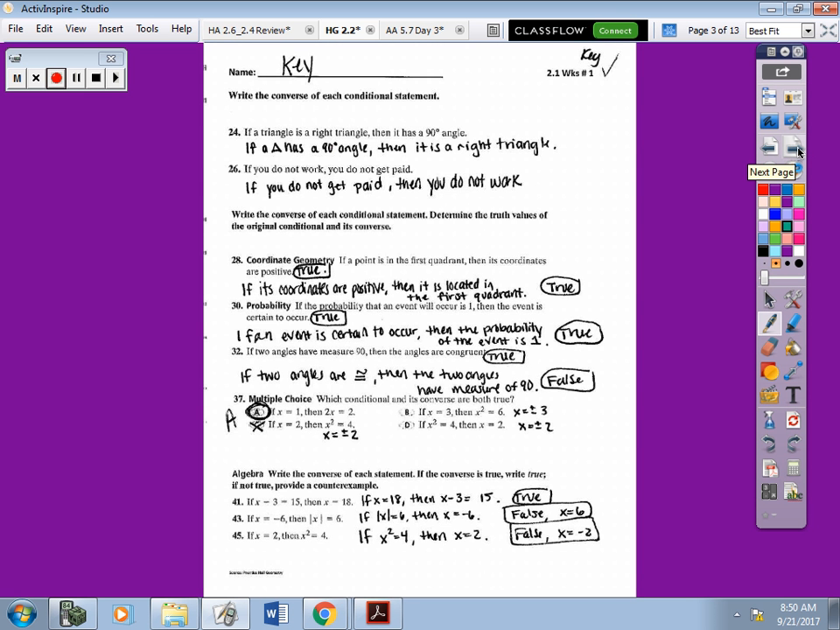Questions from our homework that we want to go over. Some of them can be a little bit tricky with the truth statements. Luke? 66. 66.